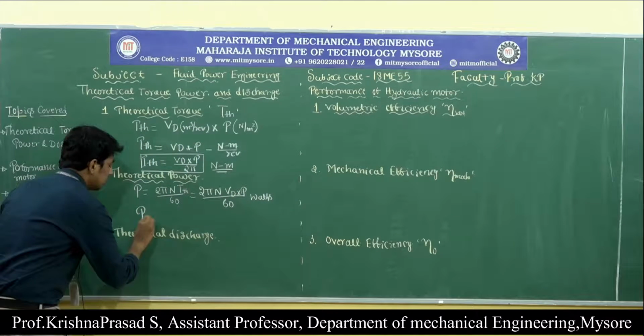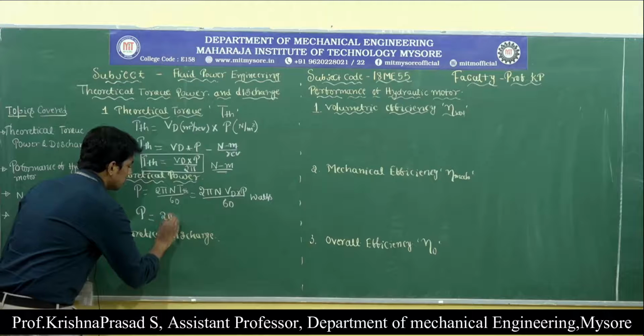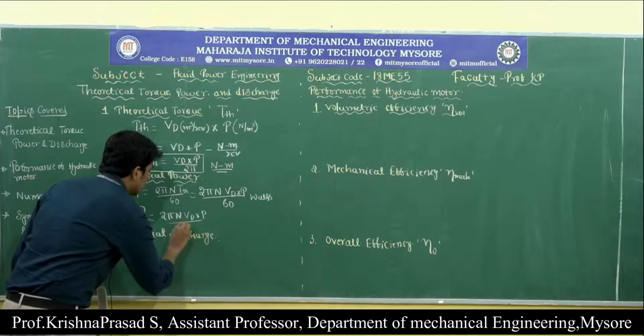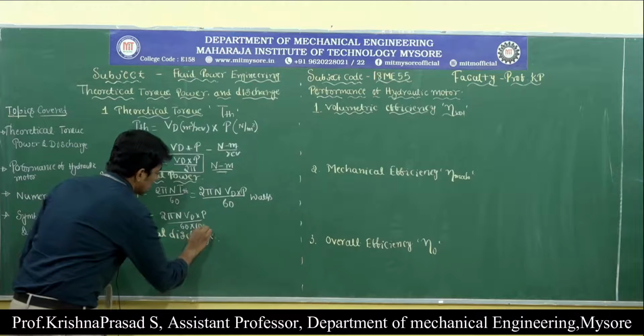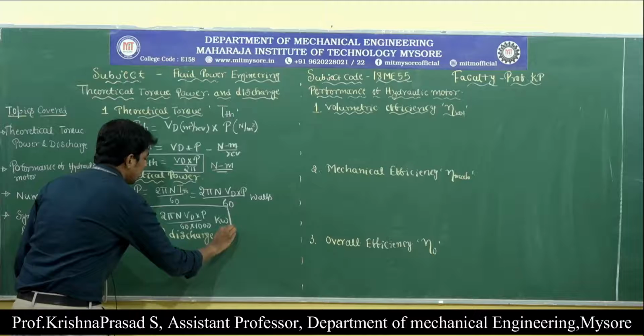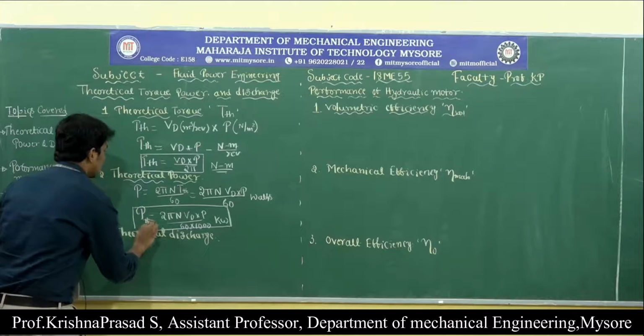If the power is obtained in terms of kilowatts, that will be equal to that divided by 1000. So this is in terms of kilowatt. This is called the theoretical power.